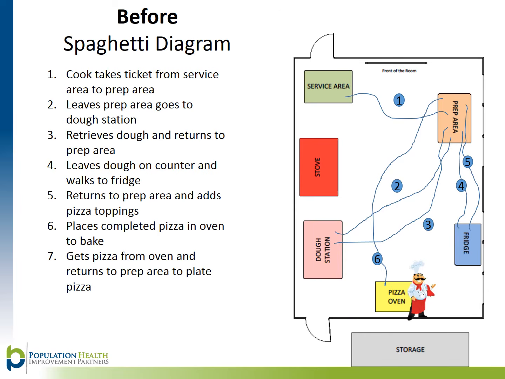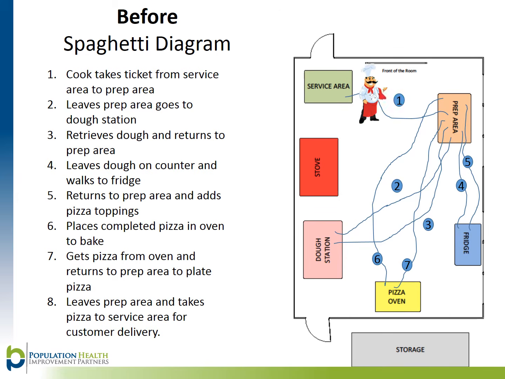Step 7. Once the pizza is done, the cook gets the pizza from the oven and returns to the prep area to plate the pizza. Step 8. Then leaves the prep area and takes the pizza to the service area for customer delivery. You can see each step that is traced, and this creates the spaghetti diagram.